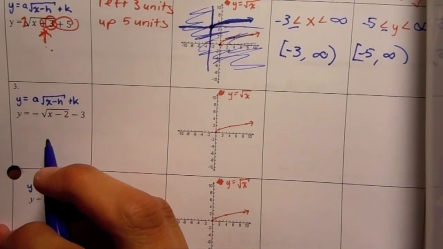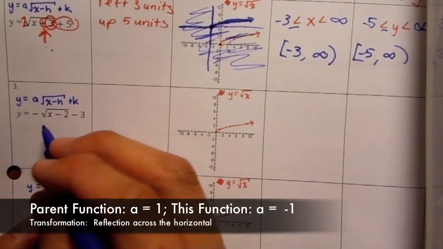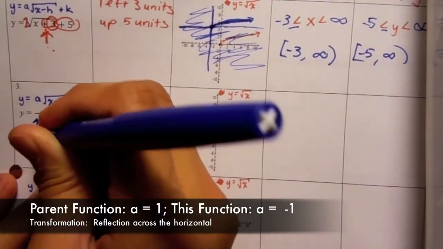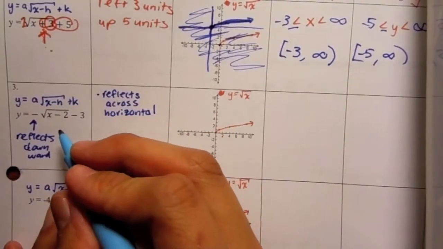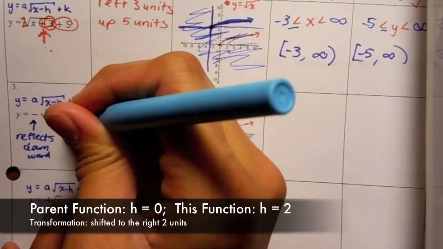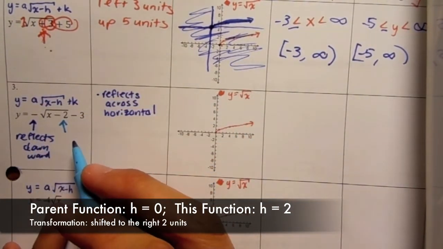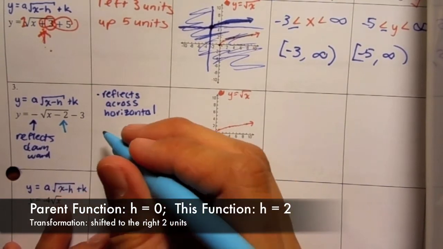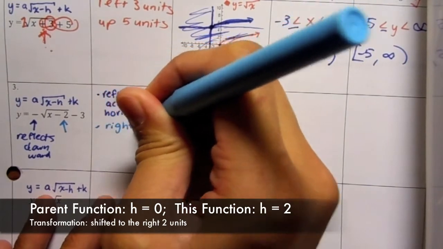We have y equals negative the square root of x minus 2 minus 3. In place of a, I have a -1. If it's a negative, what happens? It flips downward. So I can put that as my first transformation. Inside of my radical, I have x minus 2. Remember, insiders, they lied to you. It's a horizontal shift, so instead of going towards the negatives 2 units, I'm going towards the positives 2 units. So therefore, to the right 2 units.